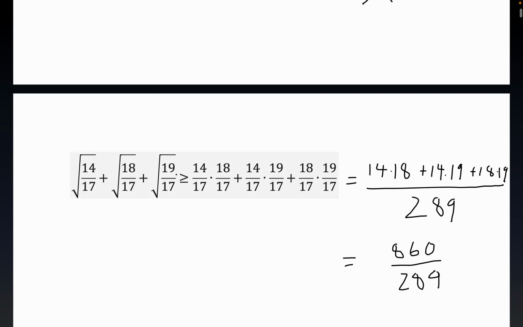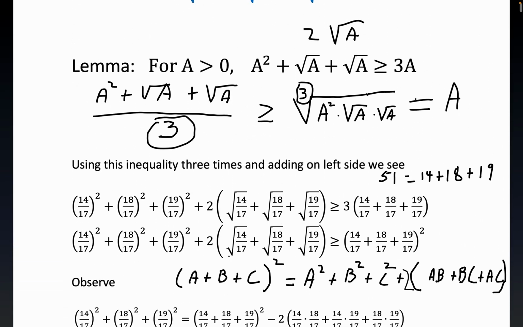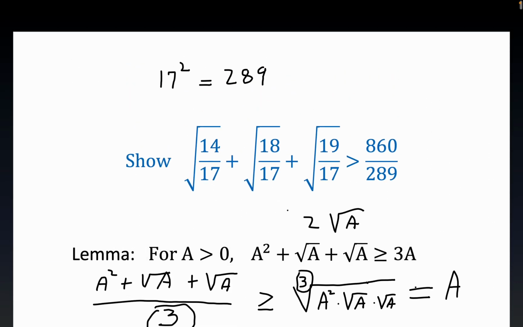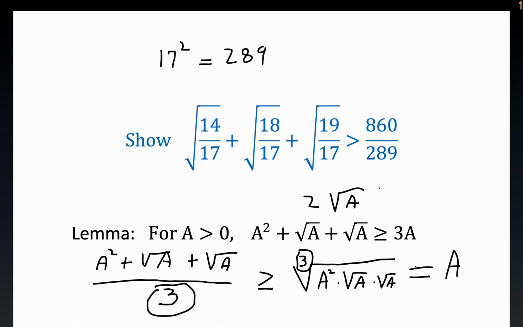We get this expression is greater than or equal to this. Okay, so right here, this is greater than or equal to this number. Okay, and is that what we're supposed to do? Yep, that's it, 860 over 289. All right, folks, fun problem. Let me know if you have any luck.